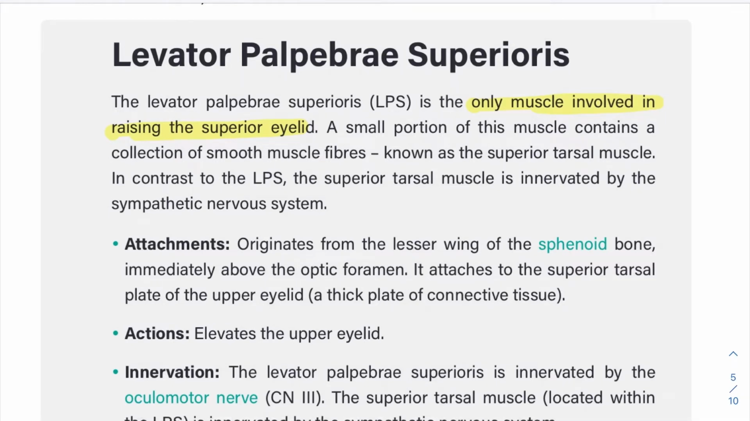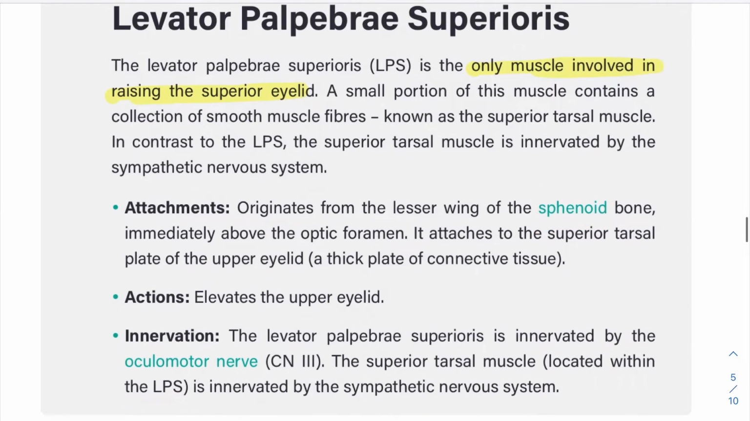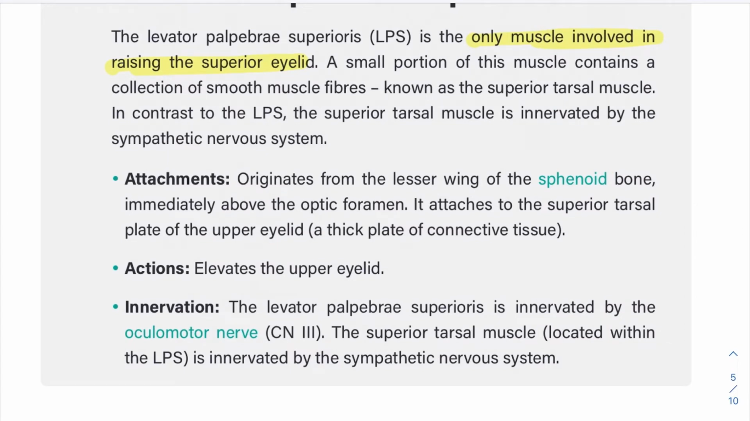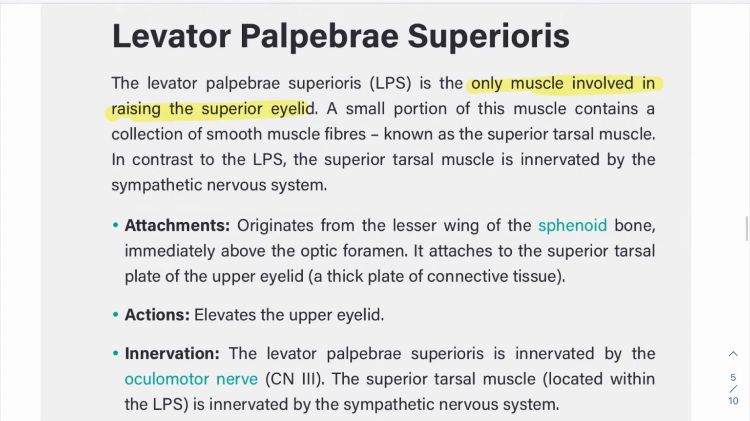The levator palpebrae superioris is the only muscle involved in raising the superior eyelid. It originates from the lesser wing of the sphenoid bone, immediately above the optic foramen, and attaches to the upper eyelid. Action: what is the action of the levator palpebrae superioris? The elevation of the upper eyelid. And the nerve supply is the oculomotor nerve.